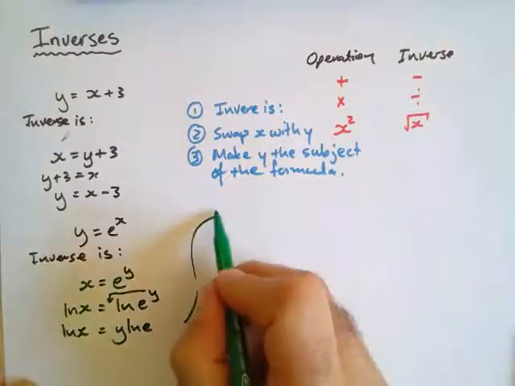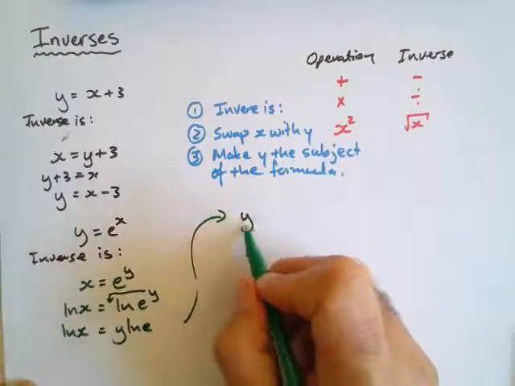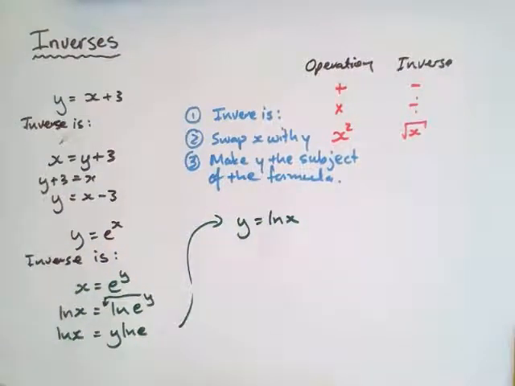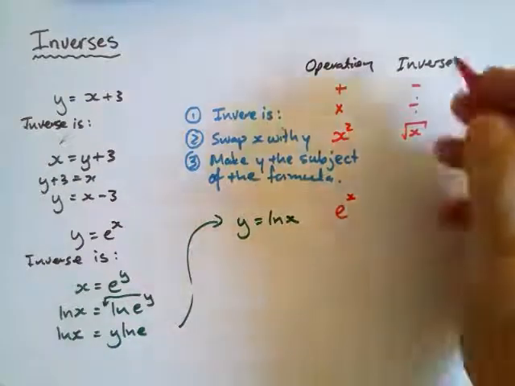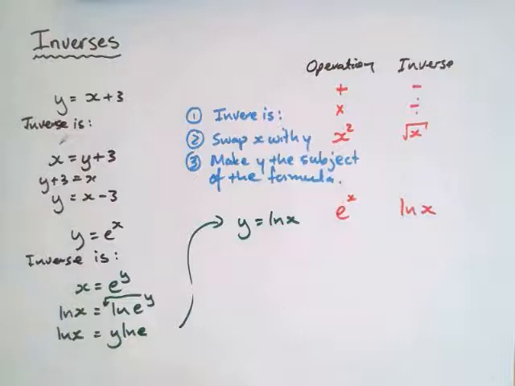Now ln e equals 1, because that is log base e, and log base e of e is 1. So I'll get that y equals ln of x. So if my operation is e to the power x, then the inverse of that will be ln x, and vice versa.